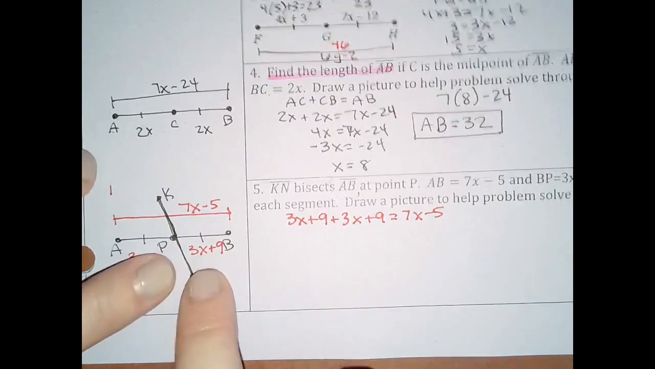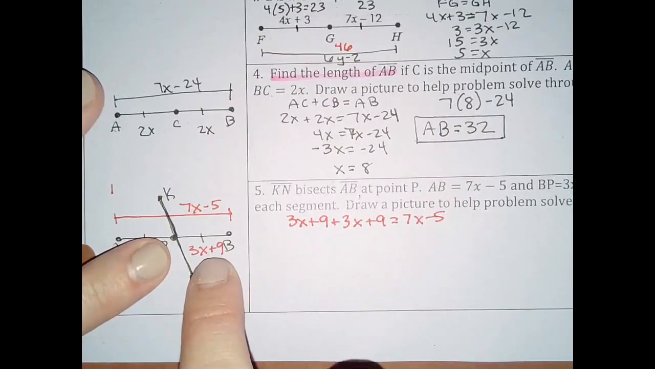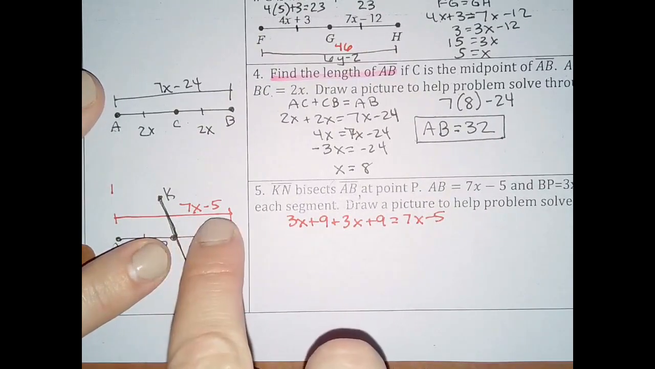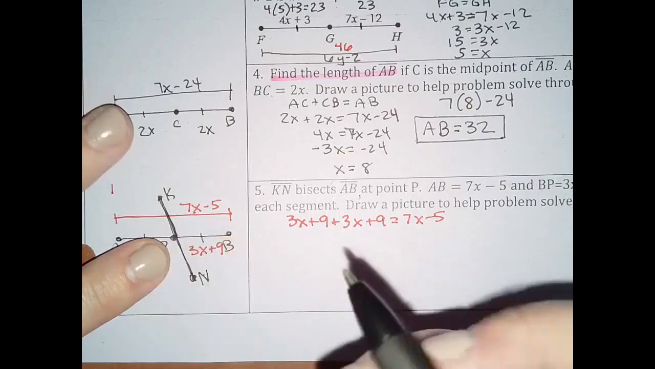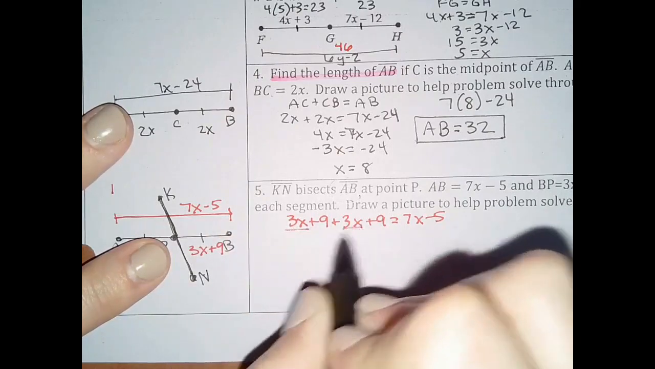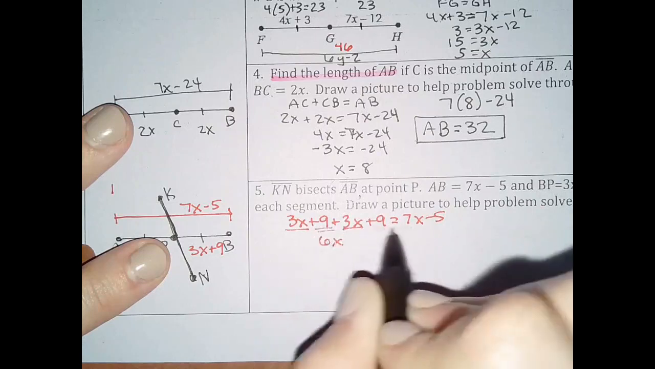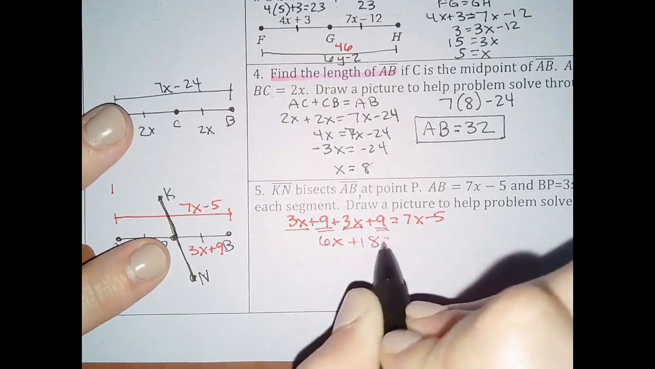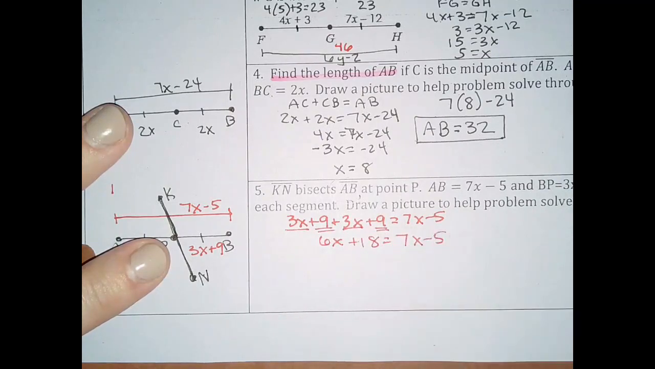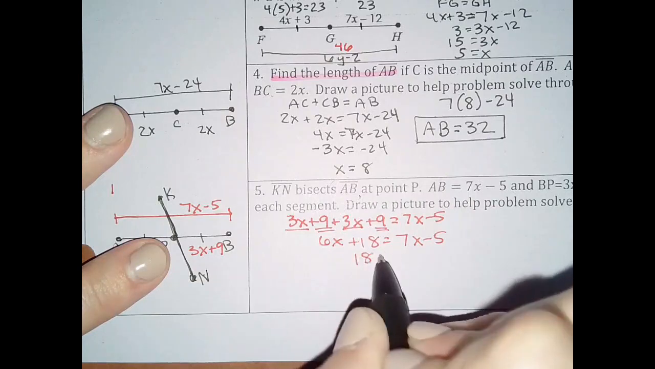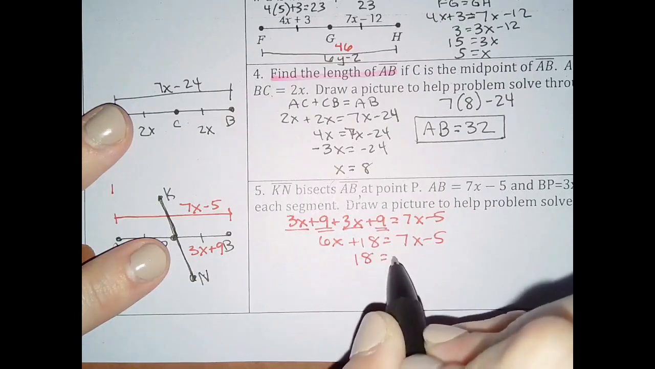Yes. 3x plus 3x is 6x. 9 plus 9 is 18 equals 7x minus 5. Subtract 6x on both sides. 7x minus 6x is x. Drop down minus 5. Add 5 to both sides, so x equals 23.